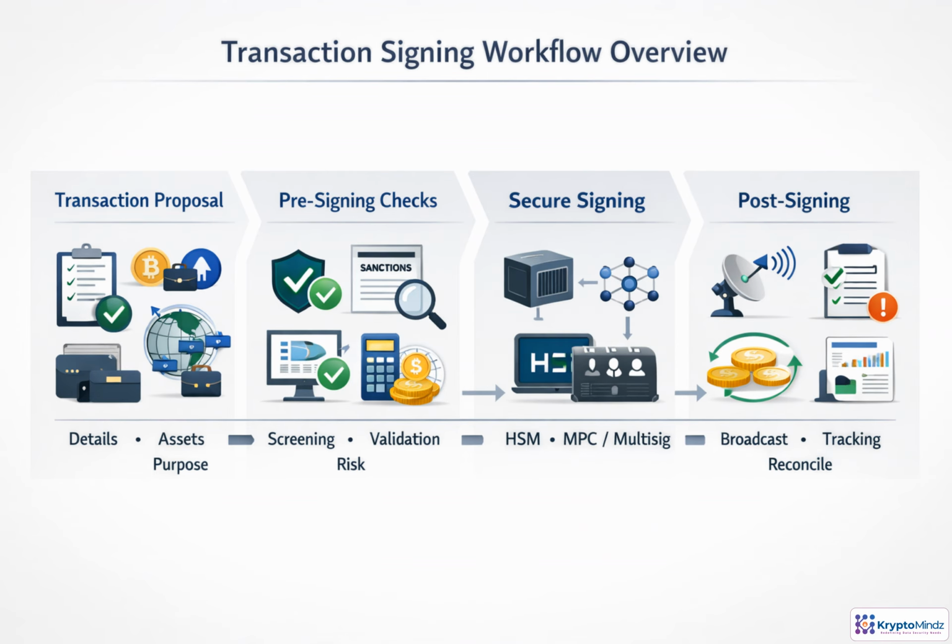Signing is the controlled conversion of intent into on-chain action. It starts with a proposed transfer: the asset, destination, amount, network, and purpose. Before any key is used, the request is checked for policy fit, sanctions exposure, address validity, balances, fees, and simulation results. Only then does signing occur through an HSM, MPC, multisig, or custody workflow. After broadcast, teams track confirmations, reconcile records, handle exceptions, and preserve reporting evidence.